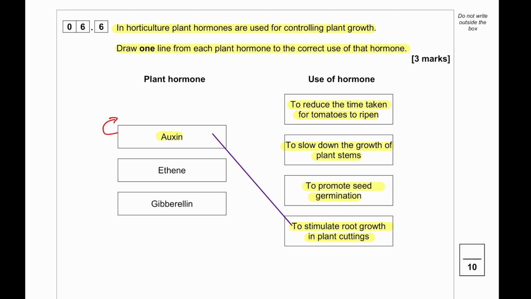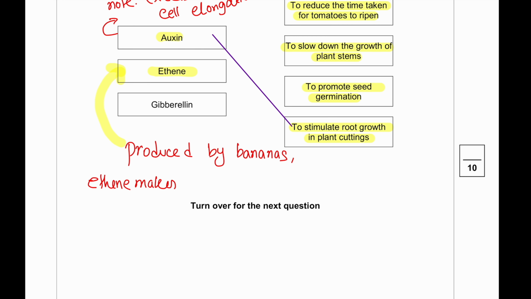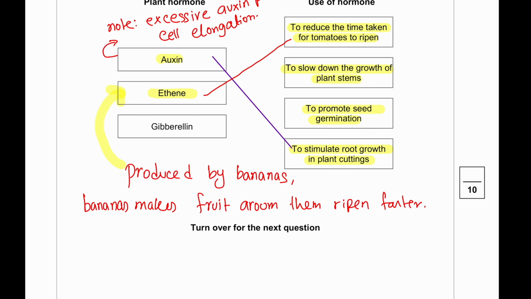Guys, just a note point. Excessive auxin prevents root growth, prevents cell elongation. However, moderate auxin will allow cells to grow faster, cells to increase in size faster. Talking about ethene. Ethene is produced by bananas. That's why they make fruit around them ripen faster. So for ethene, it will reduce the time taken for the tomatoes to ripen. Finally, gibberellin. The main function of gibberellin is to promote seed germination.